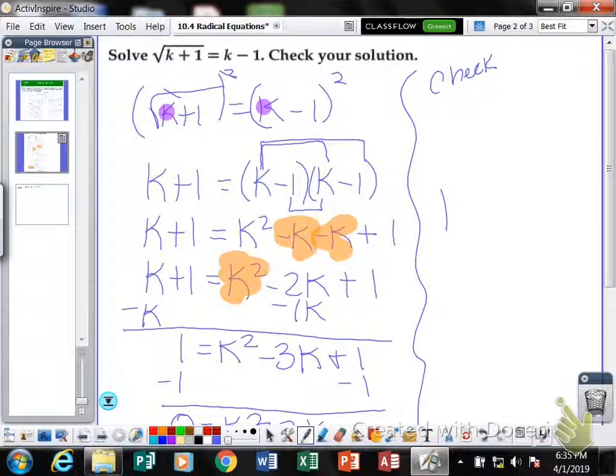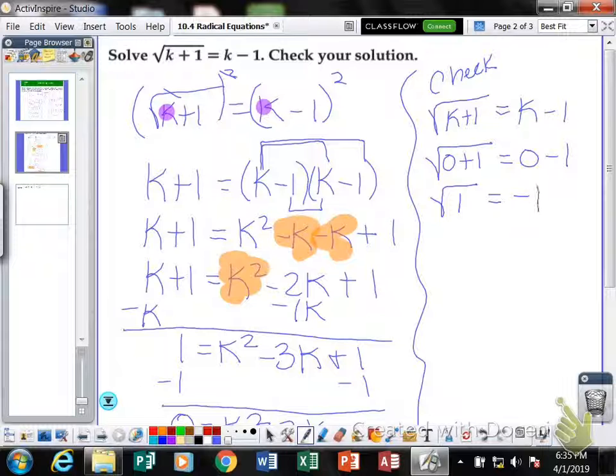So we go back to this original equation, the square root of K plus 1 equals K minus 1. And let's check our answers. So we'll substitute in 0 first. The square root of 0 plus 1 should equal 0 minus 1. The square root of 1 should equal negative 1. The square root of 1 is 1, equals negative 1. This is false. So K equal to 0 is not going to work. Doesn't work, okay?